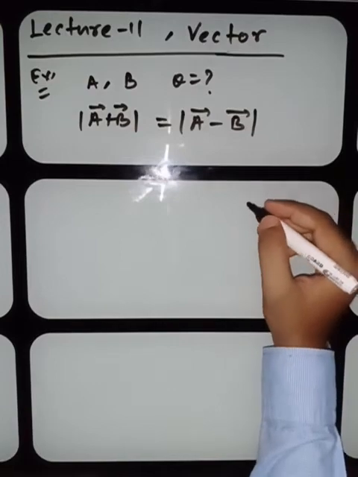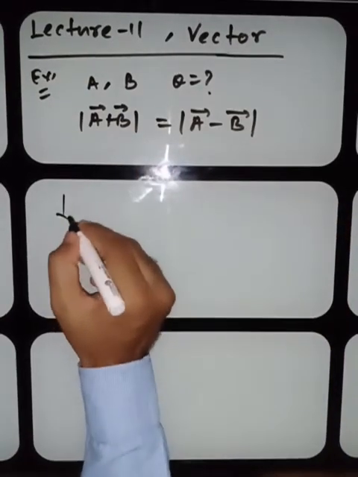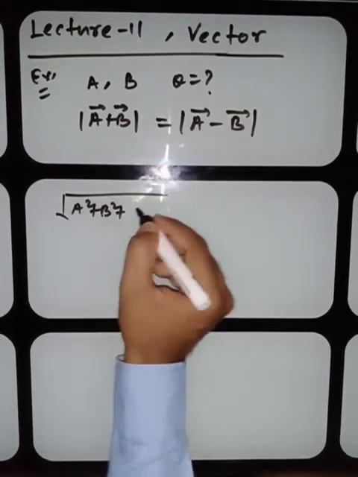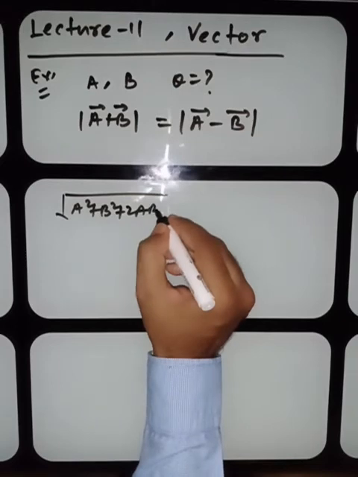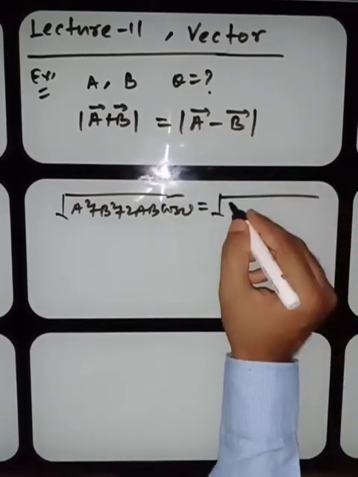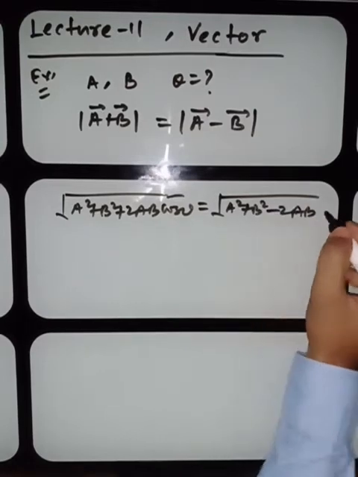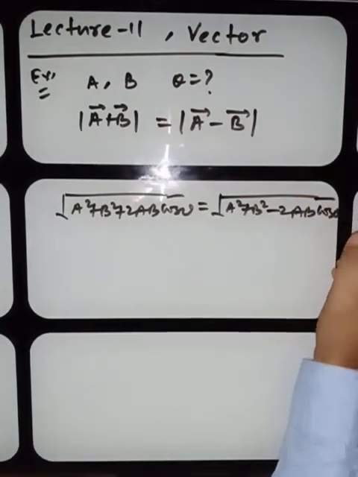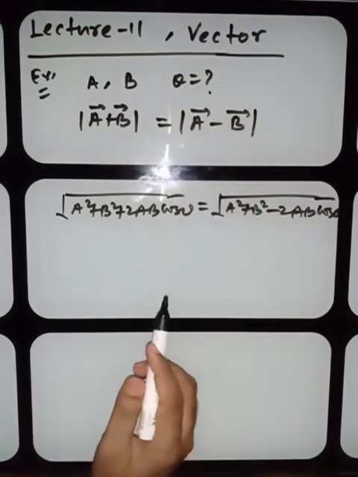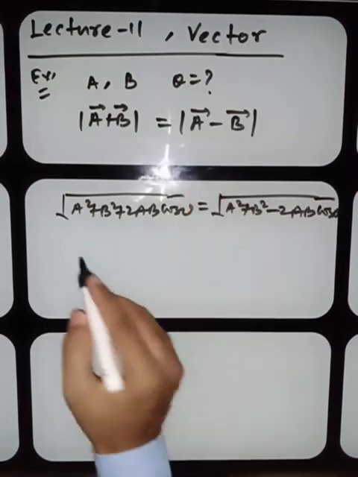Very simple, I think. You will find the magnitude of these two. So root under A square plus B square plus twice AB cos theta is equal to root under A square plus B square minus 2AB cos theta. Am I right? Here we use minus because it is minus. We have studied that for A plus B it is plus theta, and for A minus B it is minus theta.